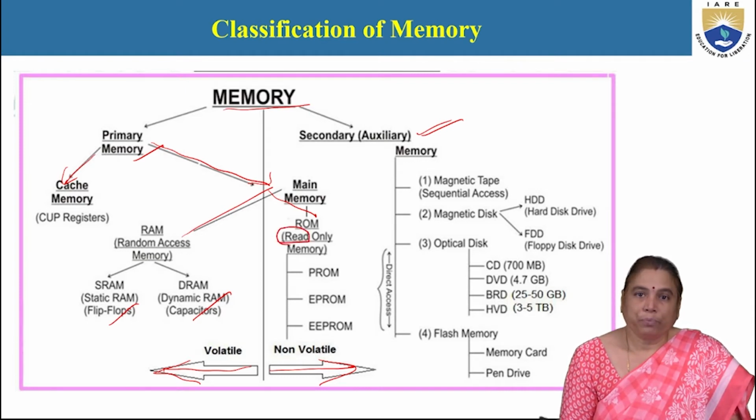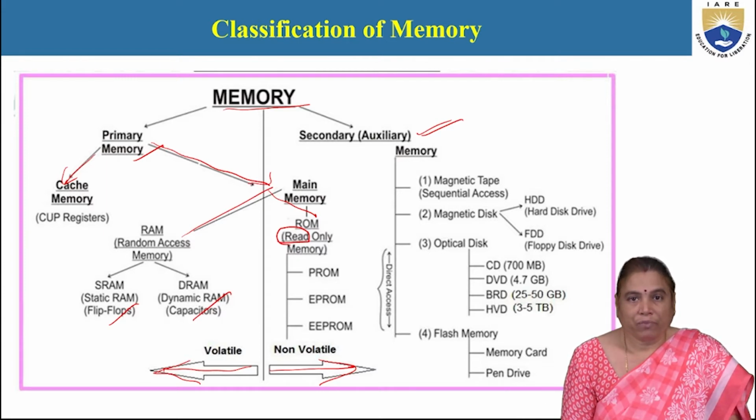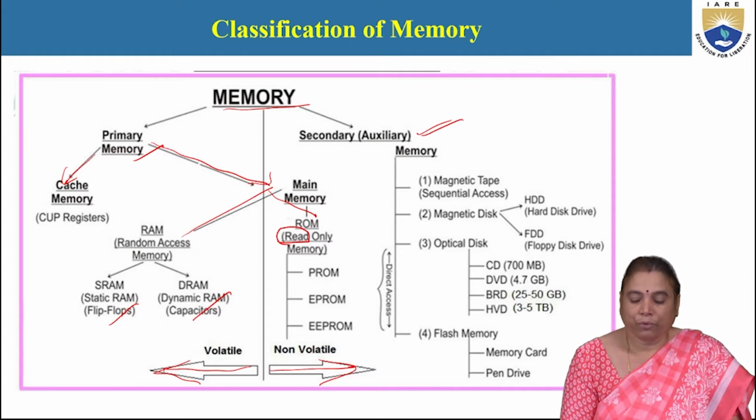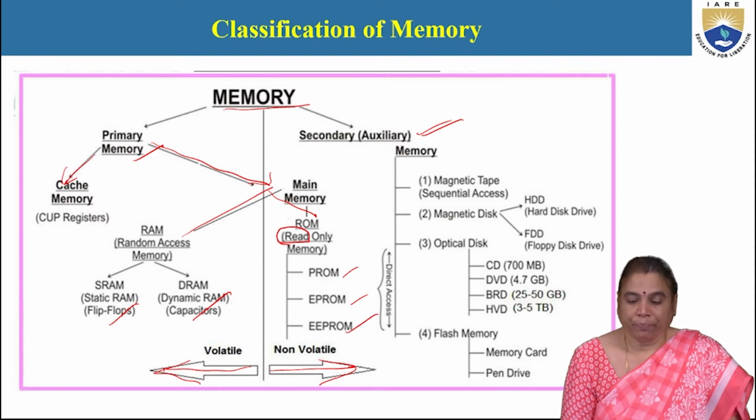When the user wants to perform any write operation, it can be performed with the help of special signals like ultraviolet rays or electric signals. And varieties of ROM are PROM, programmable read-only memory, EPROM, erasable programmable read-only memory, EEPROM or E-square PROM, electrically erasable programmable read-only memory. So these are the classification of the primary memory.